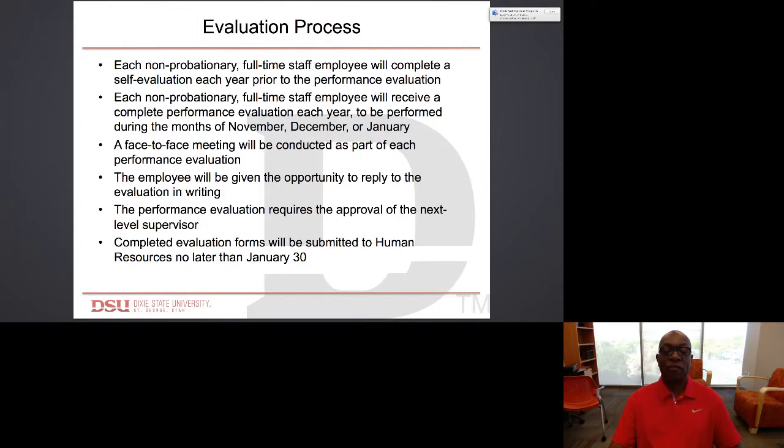The employee will be given the opportunity to reply to the evaluation in writing. The performance evaluation requires the approval of the next level supervisor. Completed evaluation forms will be submitted to the Human Resources Office no later than January 30th.